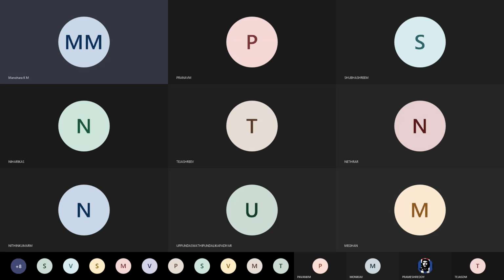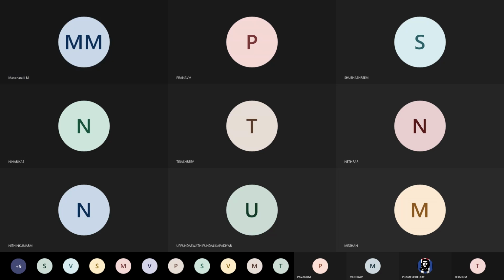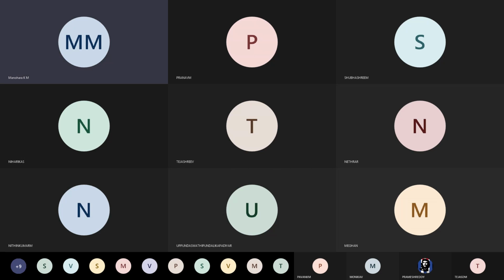W of i is equal to 1 by root 2 into the matrix of 1 0 0 1. Here W of i for the two port antennas is always the same, that is W of i is equal to 1 by root 2 into the matrix of 1 0 0 1. So here that is the normalized identity matrix.